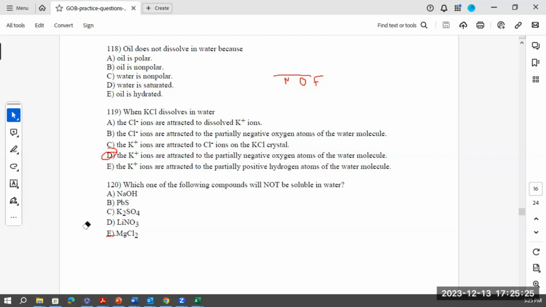Which of the following compounds is not soluble in water? Lead sulfide is correct. Let me give you guys a hint.